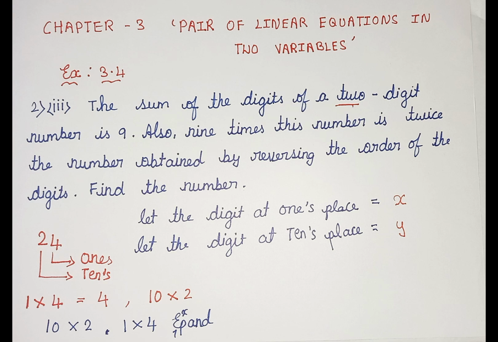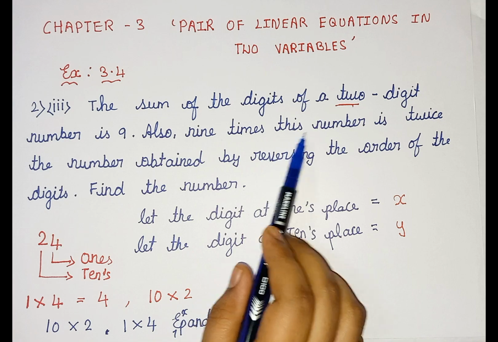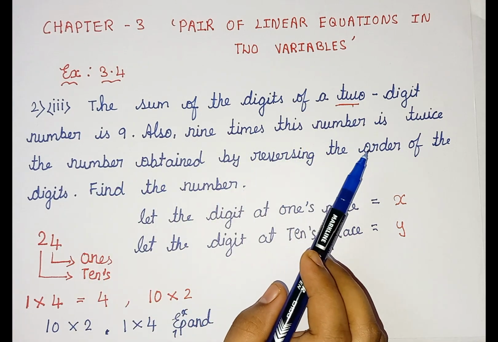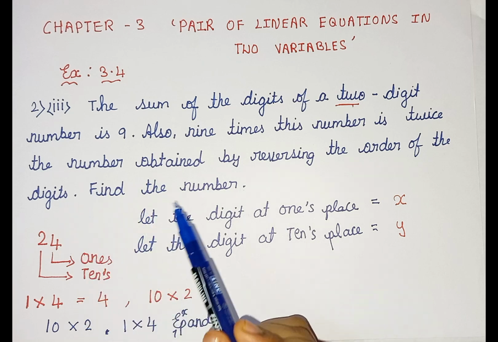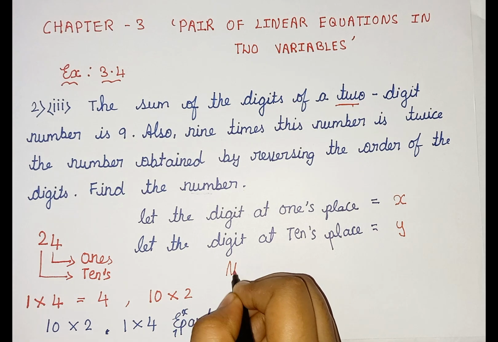Now you might be wondering why I am talking about all this stuff. We studied it in small age, so what's the use of it now? The use here is: also, 9 times this number is twice the number obtained by reversing the order of the digits. Find the number. They are talking about the number, isn't it? So now they are talking about the number.